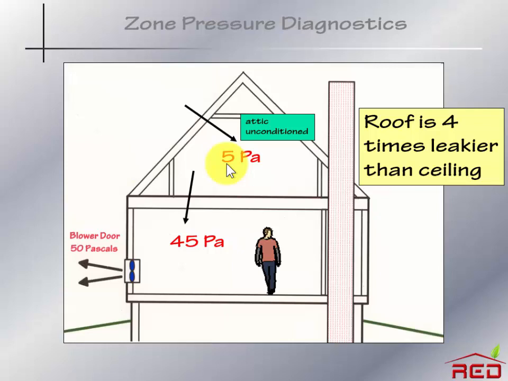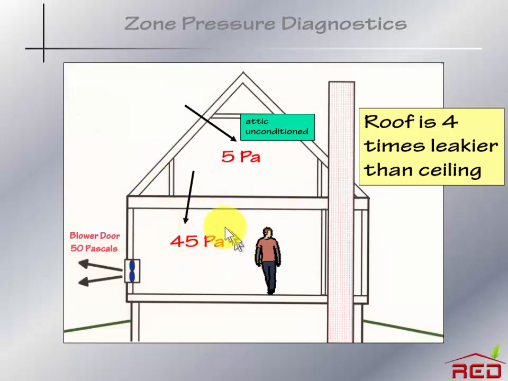Let's say it goes down to 3, and then the 45 pascals goes up to 47. So again, they equal 50, the blower door pressure difference. So it looks as though I have done some air sealing and made this tighter, but I haven't touched it. All I've done is add attic venting. You can see the folly of this being a program standard.